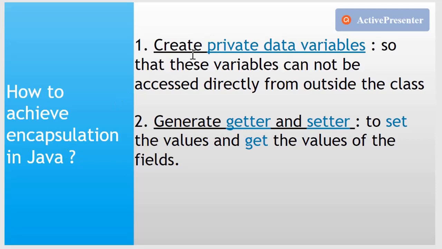How to achieve encapsulation in Java? For that we first create private data variables. We use the access modifier private so that this variable cannot be accessed directly from outside the class, and generate getter and setter. So what do getter and setter do? They set the values and get the values of the field.